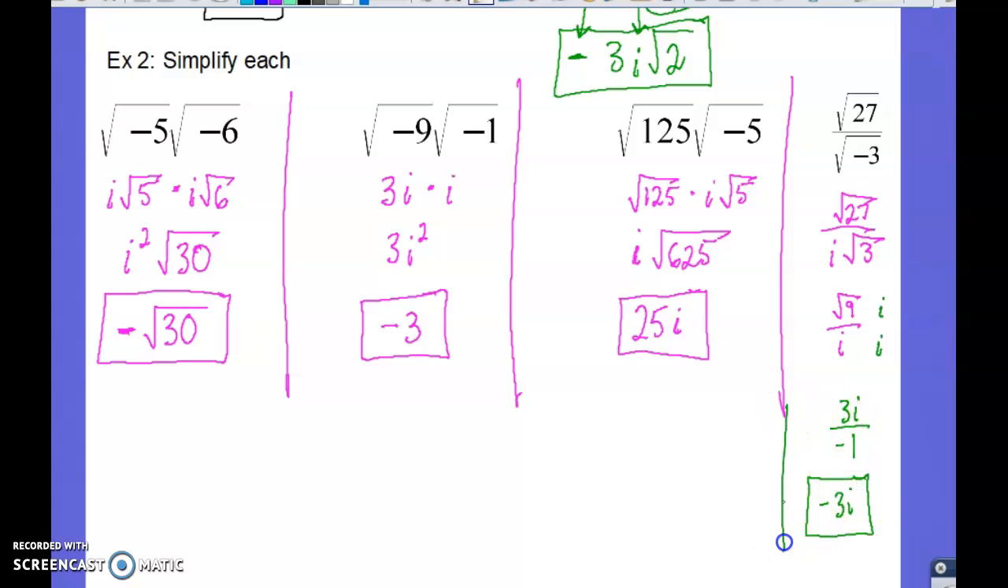I'll have to examine a little bit closer, because every textbook's a little bit different. Some let you leave i in the denominator, some make you rationalize and not leave i in the denominator. So maybe that's a question that we can talk about in class.